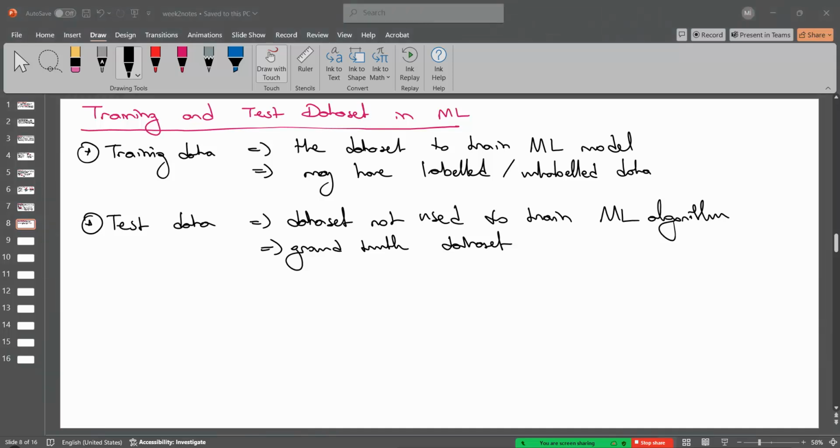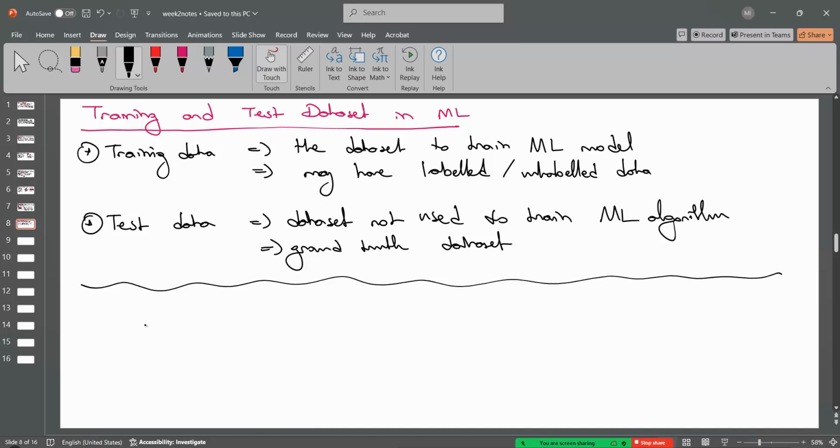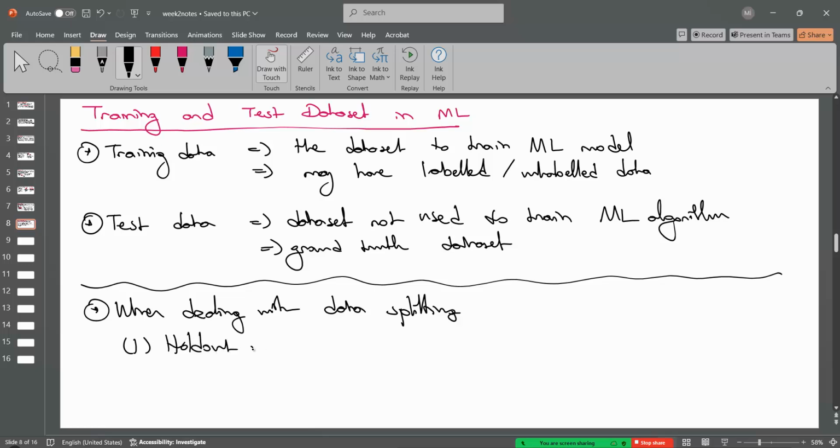But how can we split our training data and test data in ML algorithms when dealing with data splitting? We have, first of all, the holdout method.